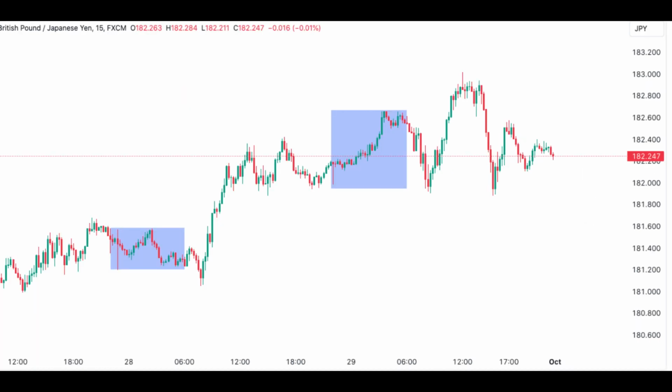Another example here from GBPJPY. After your Asian range is boxed out, you wait for pre-London open. Price took out this Asian low, gave a wick to the low, then you ride just after it. Your stop loss below this wick.